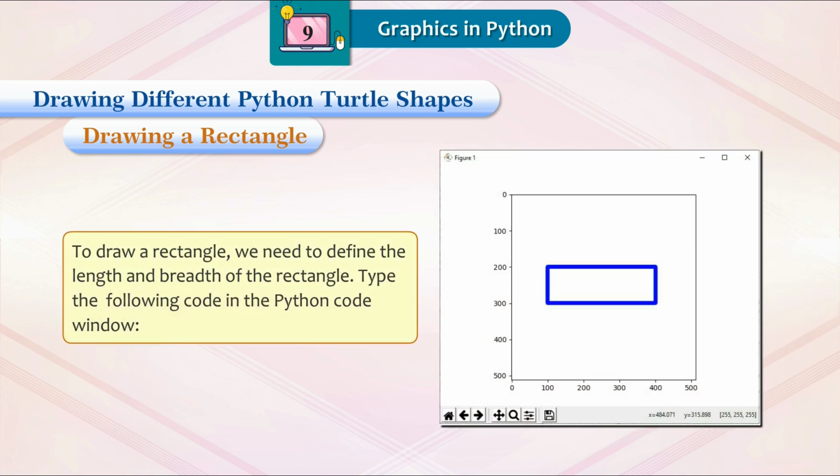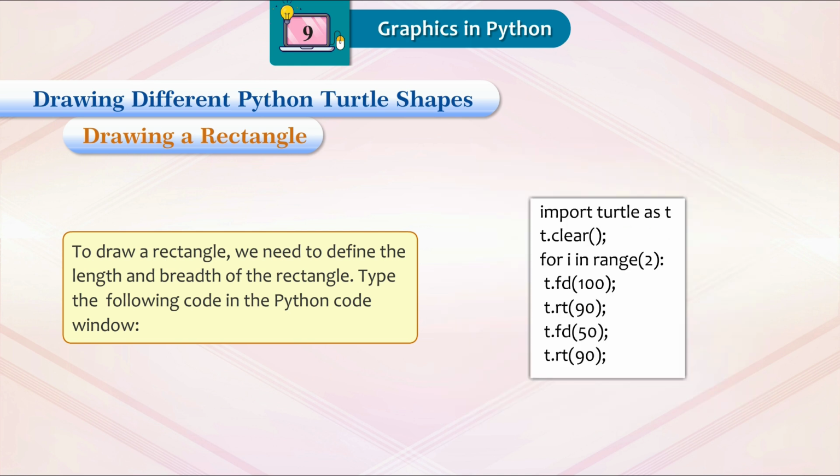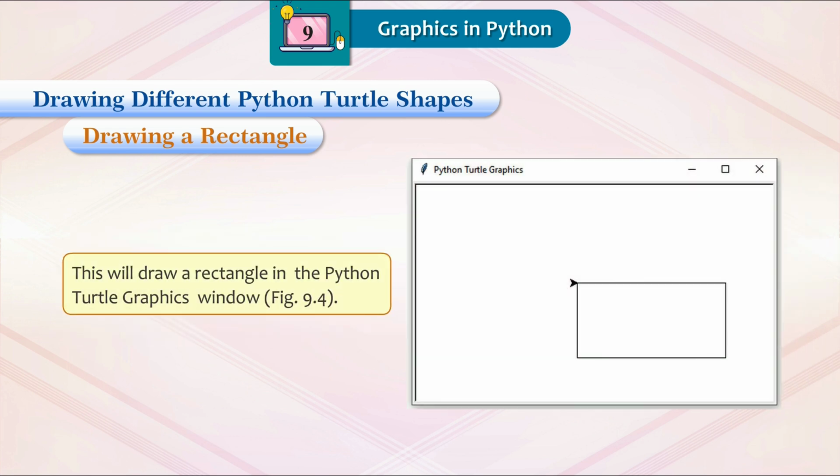Drawing a rectangle. To draw a rectangle, we need to define the length and breadth of the rectangle. Type the following code in the Python code window. This will draw a rectangle in the Python Turtle graphics window, figure 9.4.